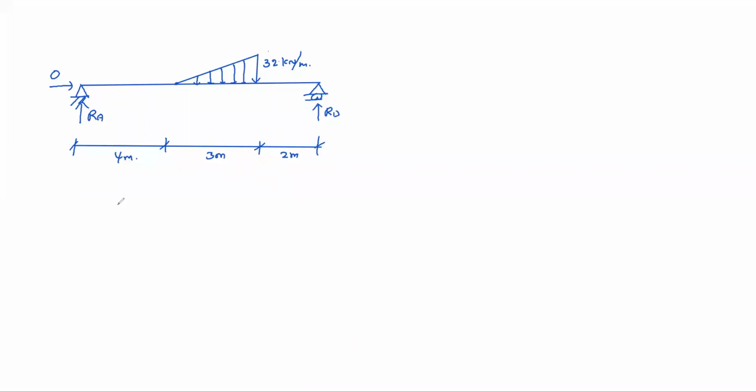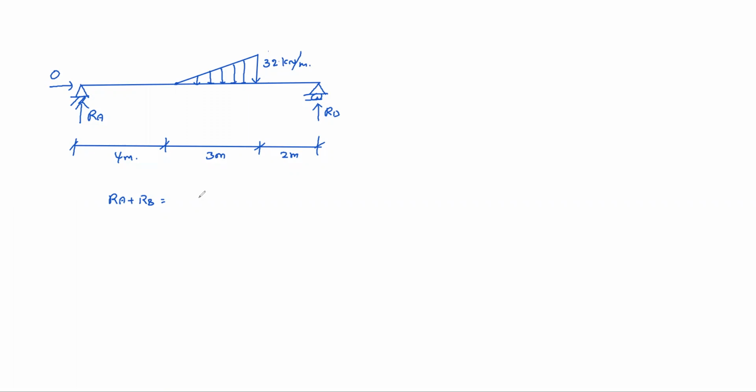Now RA plus RB equal to half into 3 into 30. Okay, RA plus RB equal to... See, RA and RB are the total upward forces. Downward force is how much? Area of the triangle. So RA plus RB, the total upward force, is equal to the total downward force.